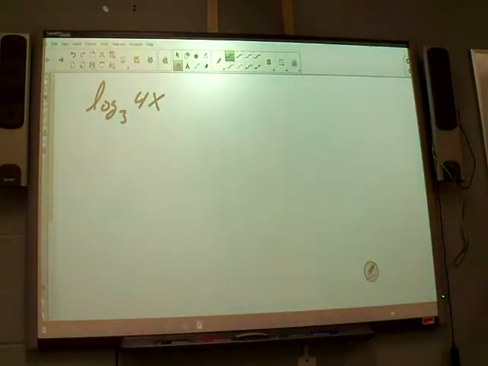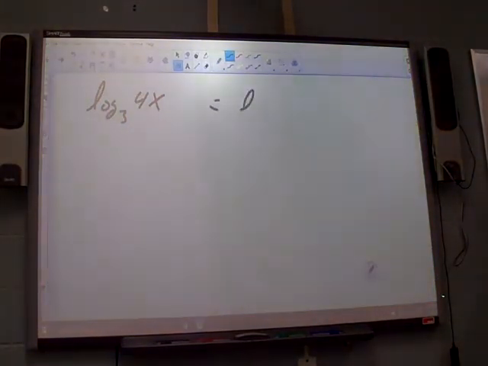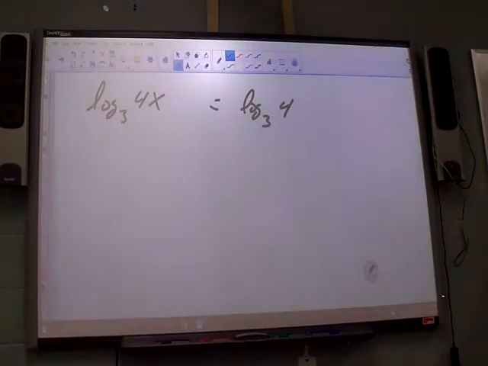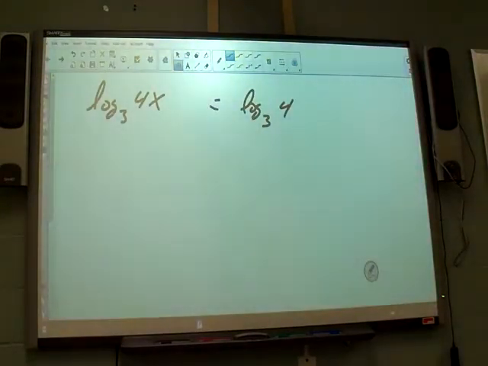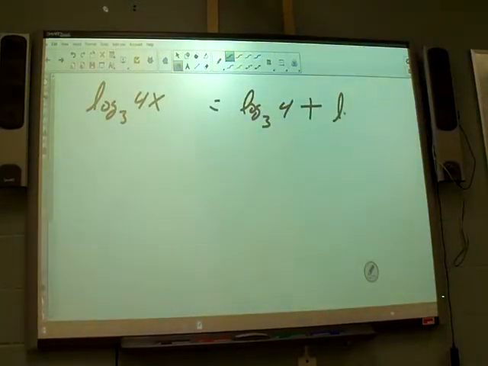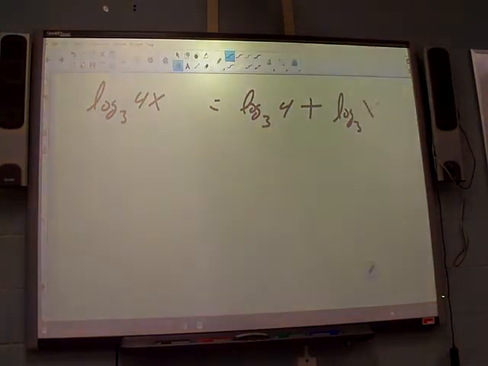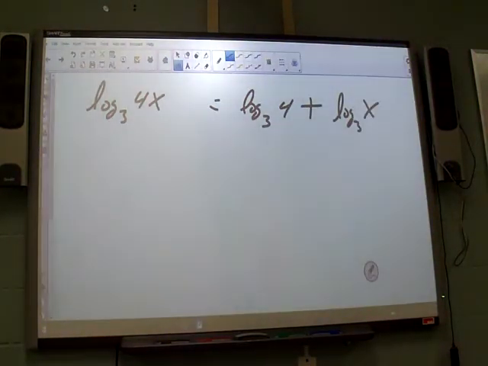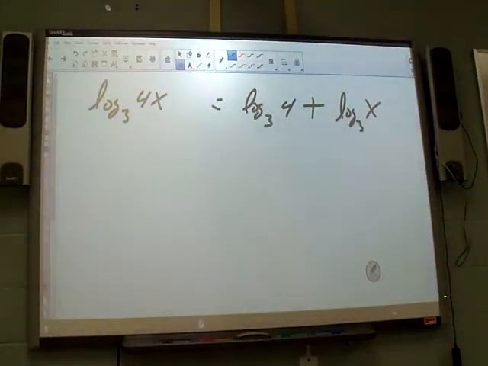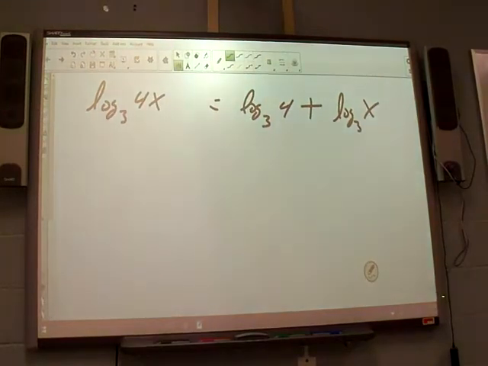It's log base 3, so it stays log base 3 of your first thing, which is just a 4, and then we said product goes with addition, so I add log base 3 again of the second one, x, and that's it. You expanded it. It's just another way of writing it, yes. Okay?